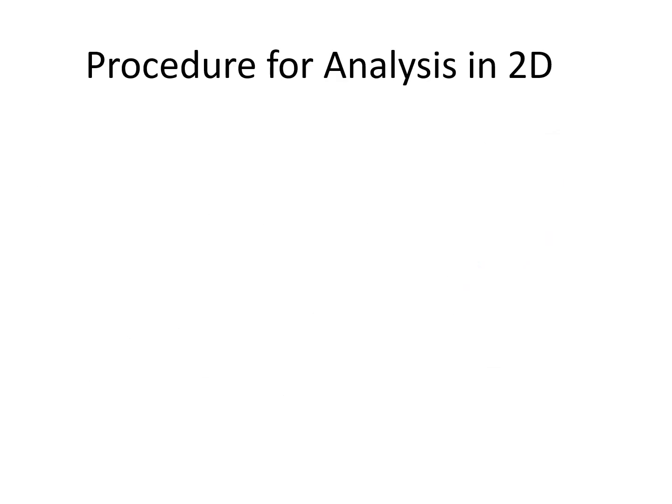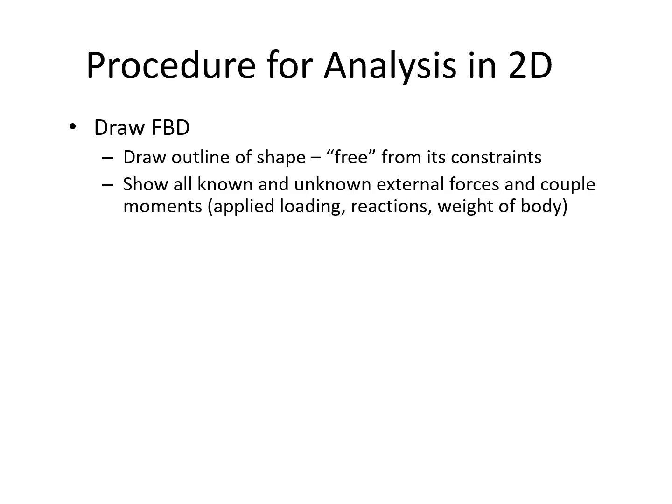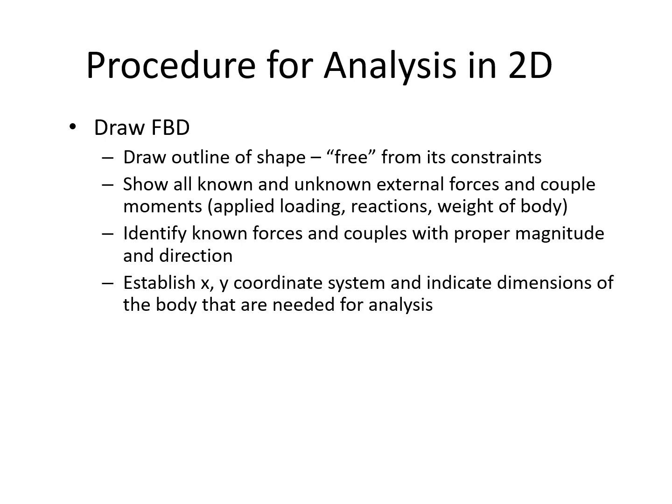So as a recap, if you are solving equilibrium problems for a rigid body in 2 dimensions, the first thing you need to do is draw the free body diagram. That means drawing the outline of the shape free from its constraints, showing all the known and unknown external forces and couple moments. That includes all applied loadings, the reactions, and the weight of the body if it's significant. And then identify the known forces and couple moments with their proper magnitude and direction. Establish your bases and indicate any directions that are needed for analysis.